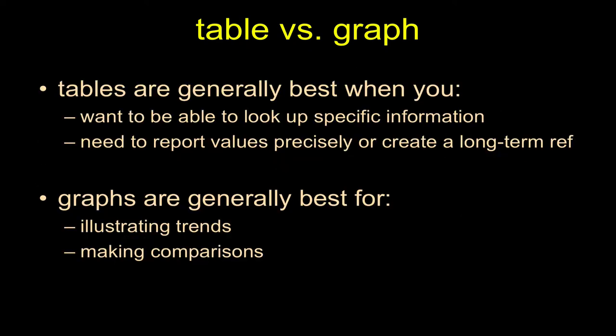So tables are generally going to be best when we want to be able to look up specific information. So if we knew the exact percentage of rabbits killed by the fire, let's say, a table would be better. Or creating a reference, right? So something we want to refer back to in future years. Tables are generally better for that kind of stuff. Graphs are generally better for, like I just said, illustrating trends and for making quick comparisons. And remember we said one of the things we'd like to do is to allow the observer to test his or her own hypotheses, right? To do their own comparisons.